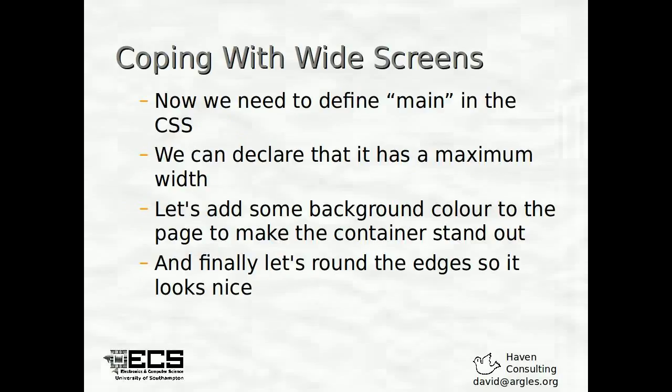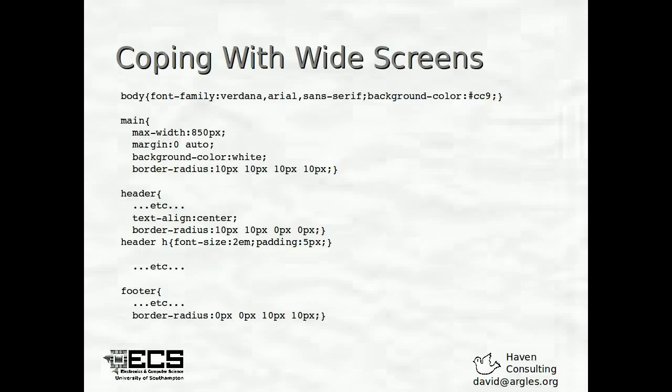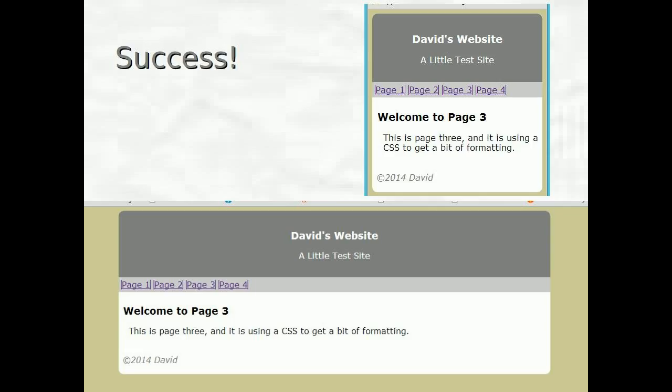Now we need to go back to our CSS and we need to define main. And we can declare that it's got a maximum width, we can add some background colour to the page to make the container stand out, and we can round the edges of the display block so that it looks nice. So our code now looks like this. And we have success. If we display our page in a narrow browser, it displays fine. If we display in a wide browser, it still looks fine. And if we display in a very wide browser, it restricts the width of the text to a readable width, which is much more pleasant than going full screen.